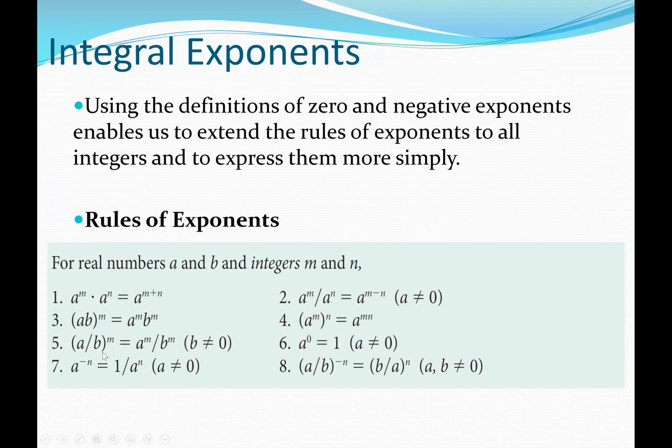Here also we have a divided by b to the power m. So this will give us a to the power m divided by b to the power m, as long as b is not equal to 0. Now, for any exponent of 0, the answer is always 1. So a raised to the power 0, the answer is 1. 100 raised to the power 0, the answer is 1.